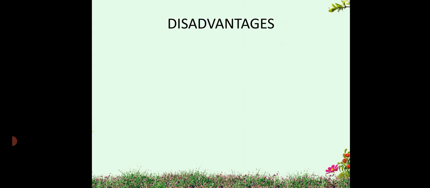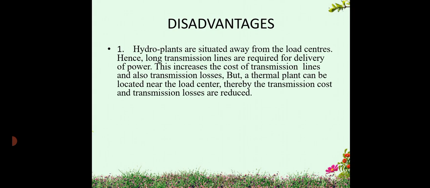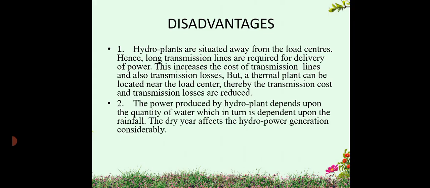Let us see the disadvantages of a hydro power plant. Power plants are most probably situated away from the load centers. Long transmission lines are required for delivery of power. This increases the cost of transmission lines and also transmission losses. A thermal plant can be located near the load center, thereby transmission cost and transmission losses are reduced.